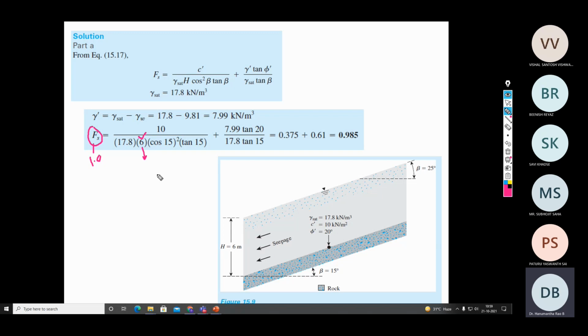Okay, or alternatively, if I ask you to calculate the critical slope angle requirement for the same 6 meter, then again assume Fs is equal to 1, then back calculate the value of beta. So that will give you the critical slope angle. Okay, depending upon your requirement. If everything has been given, and you are asked to calculate the critical shear strength parameters, that is C dash or phi dash, still you can do it.